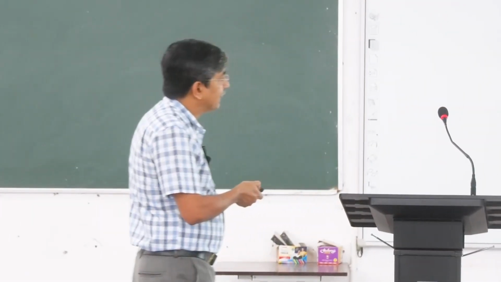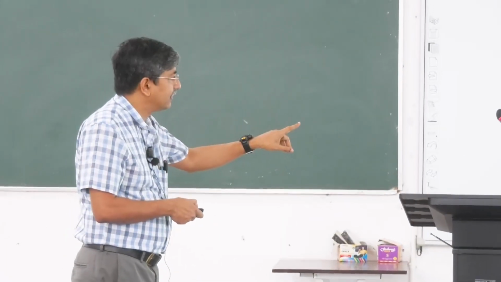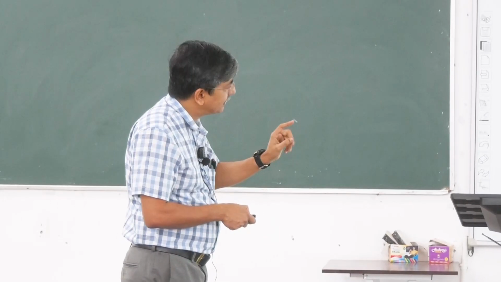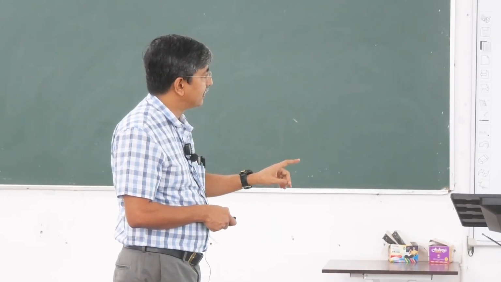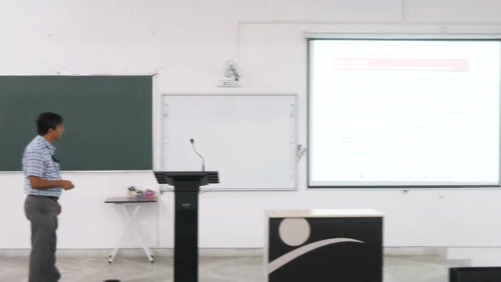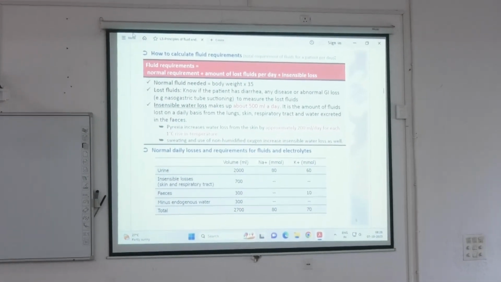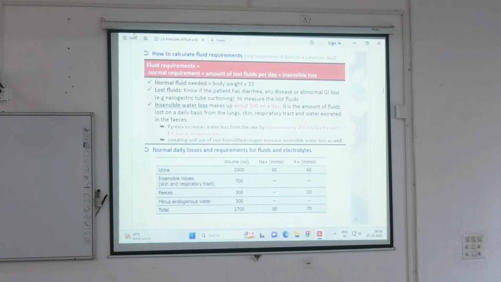So now this is the normal daily loss. Normally we pass urine around 1.5 to 2 liters; it again depends on water intake. Insensible loss 500 to 700. Feces very little, only 300. So the total is approximately 2.5 to 2.7 liters. This is the loss. That's why we have to have that amount of fluid intake, 2.5 liters, because this is the obligatory loss we will have. A normal person loses this amount of water, so this amount of water has to be taken.